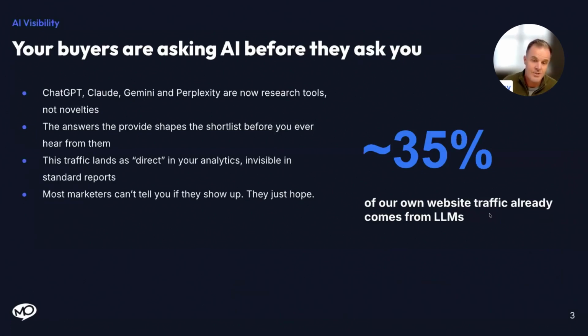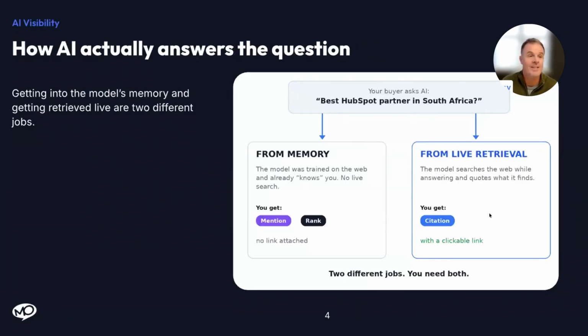Interesting fact there, our traffic has dropped radically. That's why that's 35% and not 70%, but our quality has gone up, which is another thing that we could talk about. So how AI actually answers a question.